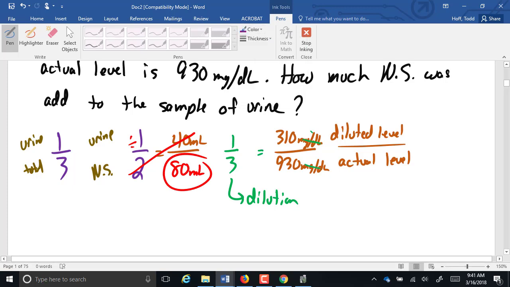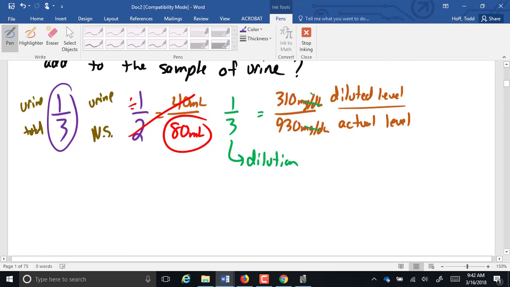The other way we could use this, even though this is just 1 to 3 rather than 1 milliliter to 3 milliliters, there's no units on it, we can still use that as a ratio of volumes. So we could use that in our V1C1 formula. The problem is, what is our concentration?